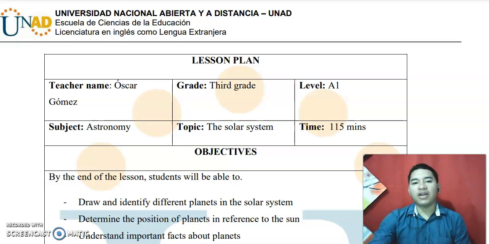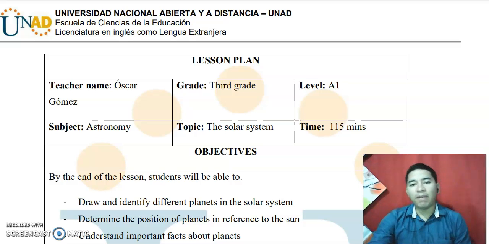On this occasion, I would like to share with you this lesson plan based on the CLIL approach, which is content and language integrated learning. Just briefly saying, it's a way to integrate language learning at the time of learning a new subject. In this case, for example, students are going to be learning about astronomy and they're going to be focusing on the solar system and the planets.